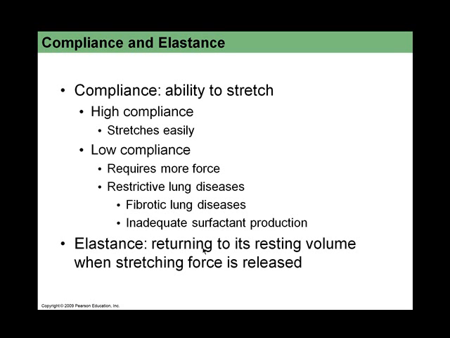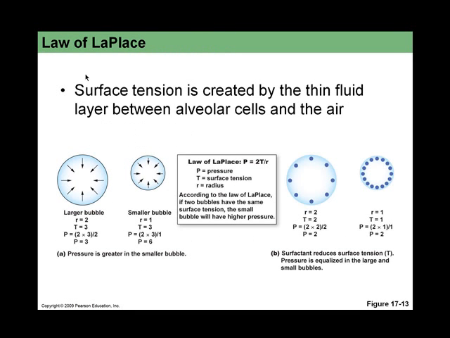So elastance is the term for returning to the original size, the resting volume. So when the stretch force is released, then there's the passive return to the original volume. Now we can consider the law of Laplace. So surface tension is created by the thin film layer between alveolar cells and the air. So this is where the surfactant becomes important, obviously. So the law of Laplace is P equals 2T over R, where P is the pressure, T is the surface tension, and R is the radius. So according to the law of Laplace, if two bubbles have the same surface tension, the small bubble will have higher pressure.